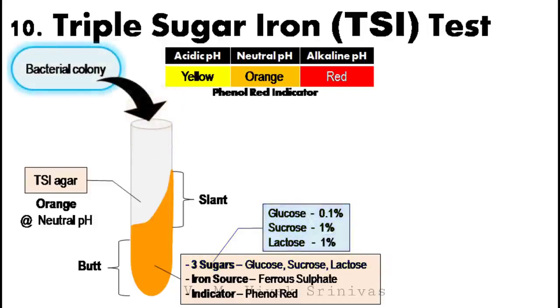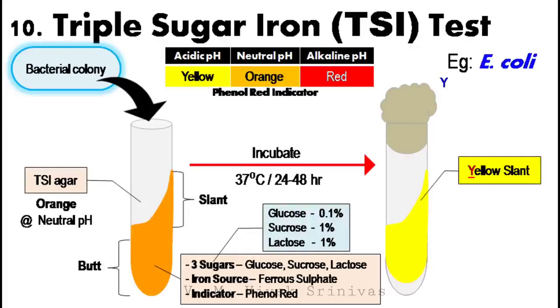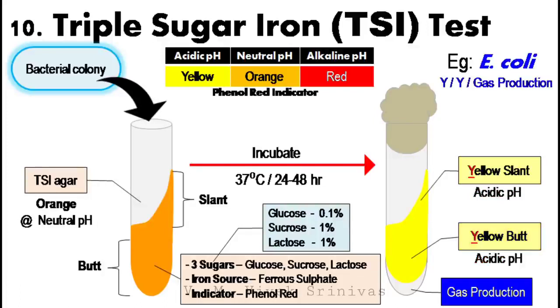Now, take the bacterial colony and inoculate it into this agar slant. Incubate for 24 to 48 hours. Following incubation, the agar slant may turn to this type of reaction. This type of reaction is observed in E. coli. That is, the yellow slant due to acidic pH at the slant portion, and the yellow butt due to acidic pH at the butt portion. And the bubble cracks and the displacement of the agar are due to the gas production.